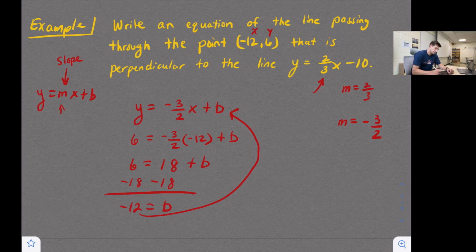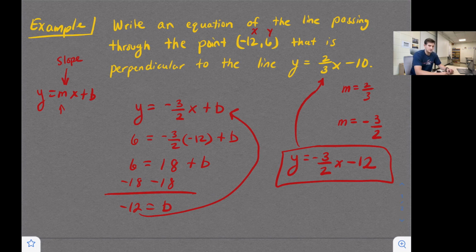Okay, so now we could say y is equal to -3/2 x - 12, and that would be the equation of our line that is perpendicular to y = 2/3 x - 10. And that's how you write an equation of a perpendicular line.